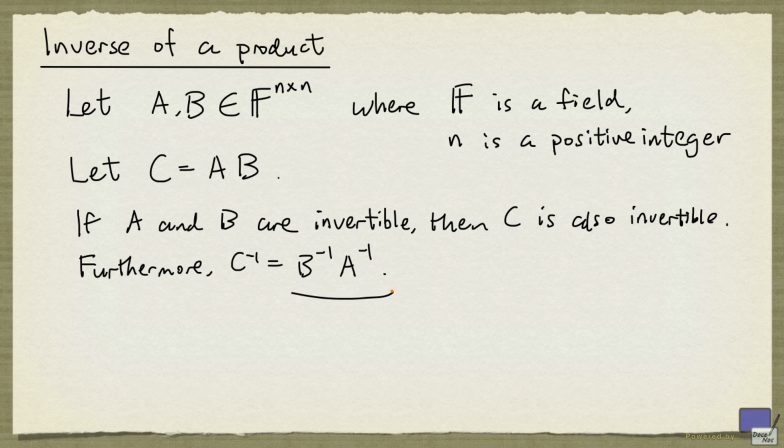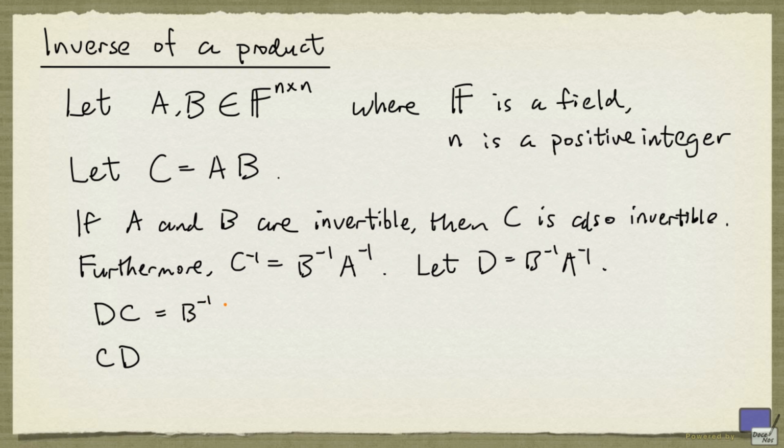To see that this is indeed the inverse of C, let us call it D, and we'll show that D times C and C times D are both the identity matrix. So D times C is B inverse times A inverse times A times B, and A inverse times A is the identity matrix. And the identity matrix times B is again B. And here we have B inverse times B, and so this is the n by n identity matrix.